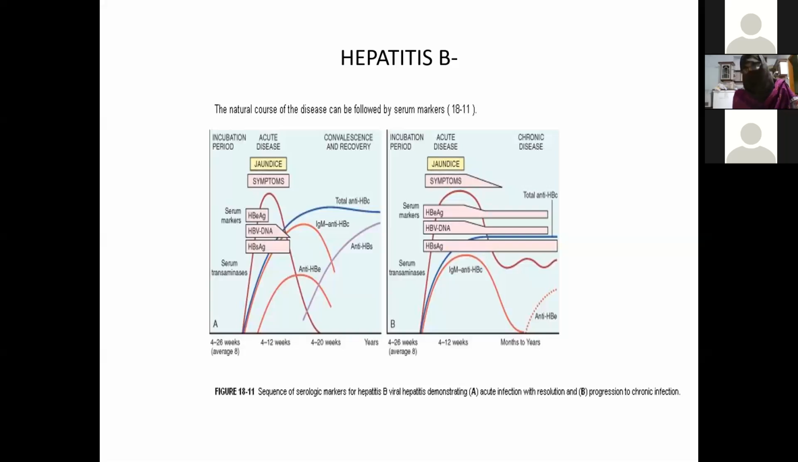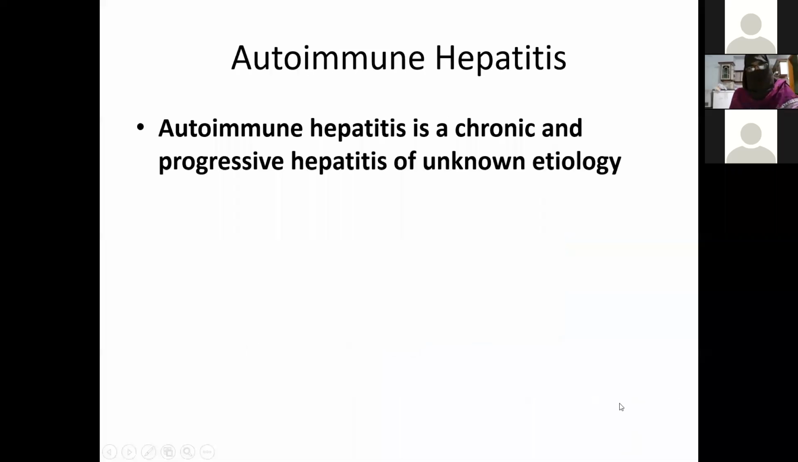Okay, I'm just stopping here, and in the end, I will ask questions so that I come to know whether you guys understand this or not. Okay, so coming to the topic of today, it is autoimmune hepatitis.